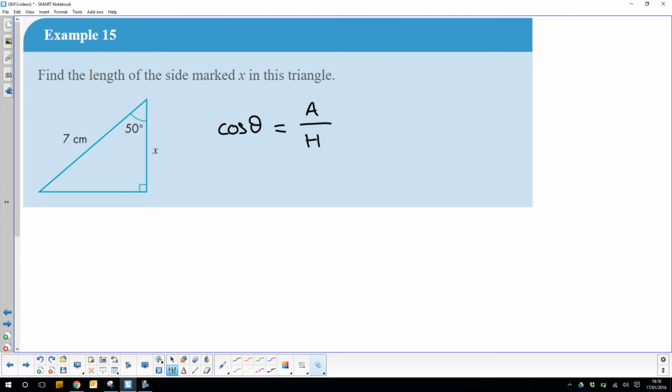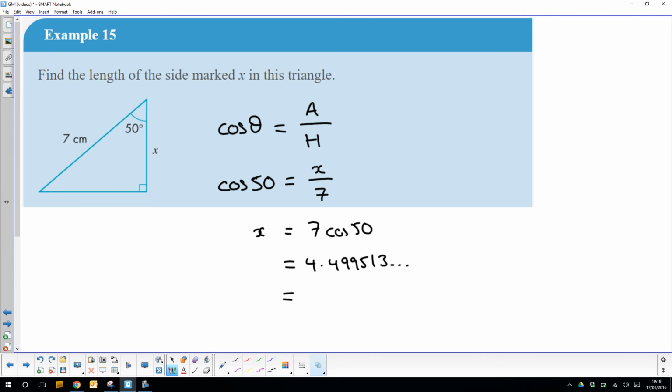So adjacent and hypotenuse is the CAH in SOHCAHTOA. So I've got cos theta is A over H. It's now just popping in the values. So I've got cos 50 equals the adjacent, which is x, over the hypotenuse, which is 7. So x will equal 7 cos 50. And now it's calculator time. 7 cos 50 is 4.499513... So what degree of accuracy?